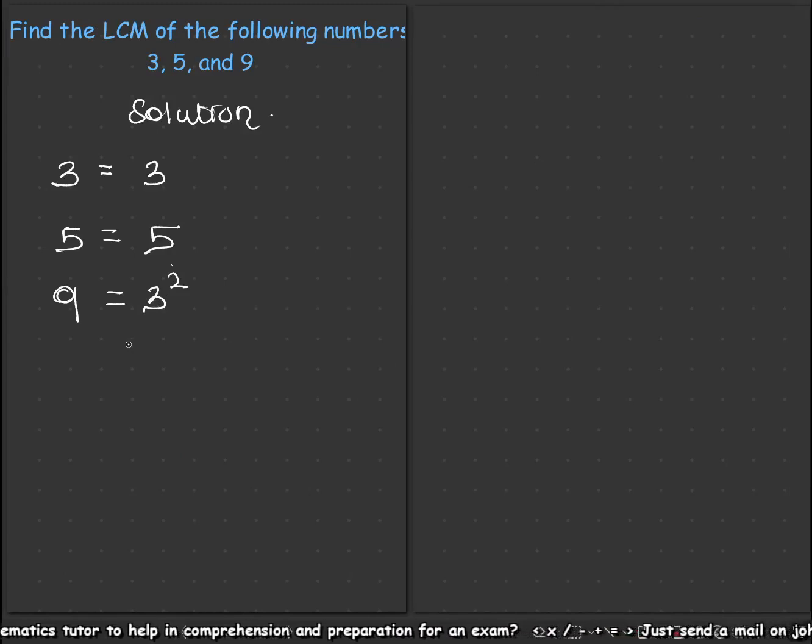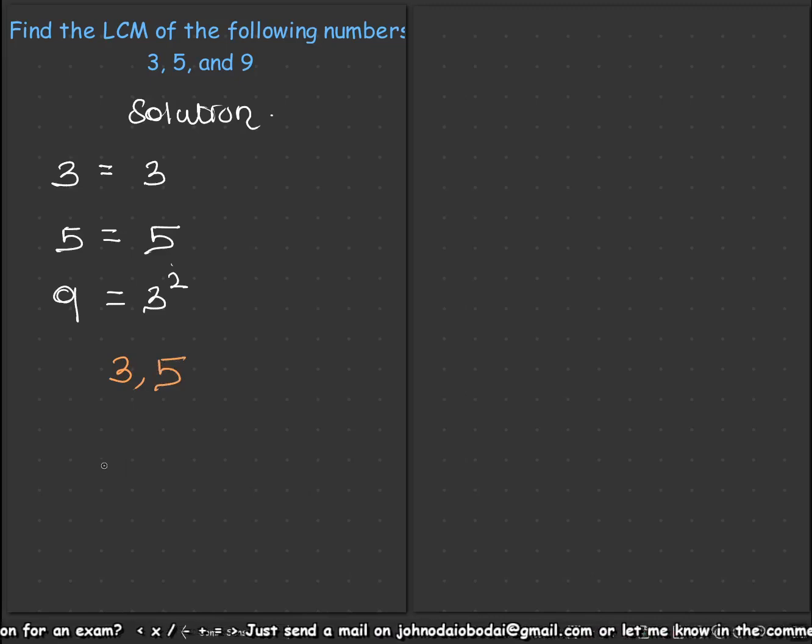Then that means if you have to look at the prime numbers that are present, 3 is present and then 5 is also present. Now, if 3 is present, what is the highest power? This power is what? 1. The power here is also 2. So the highest power of the 3 is 2.